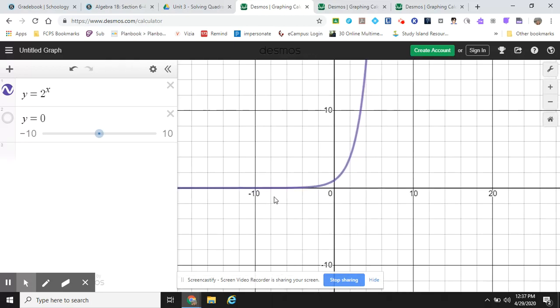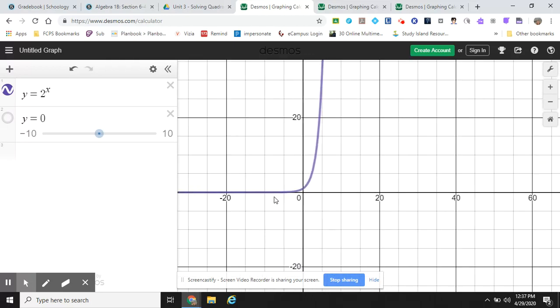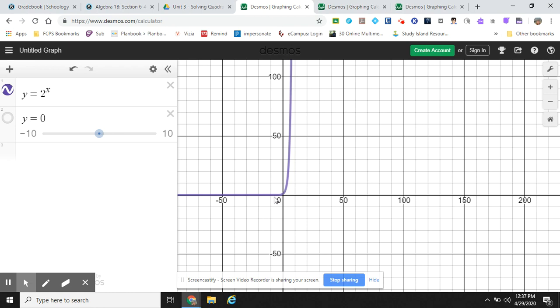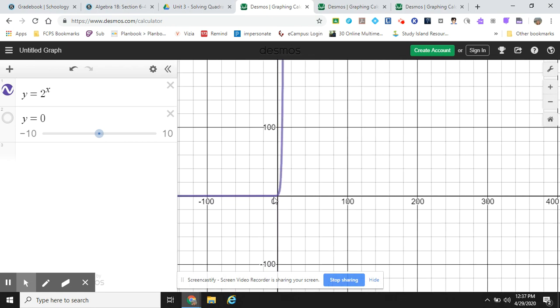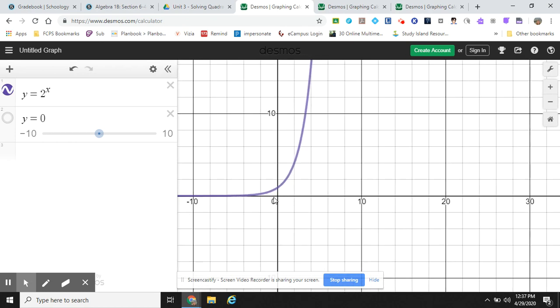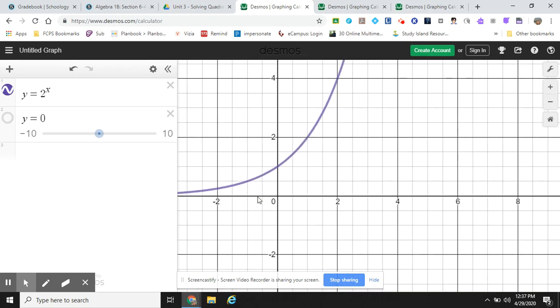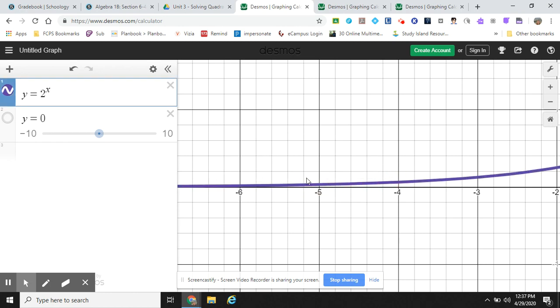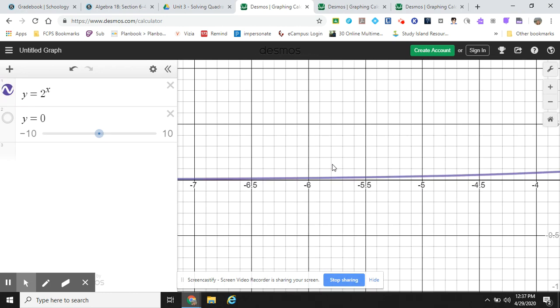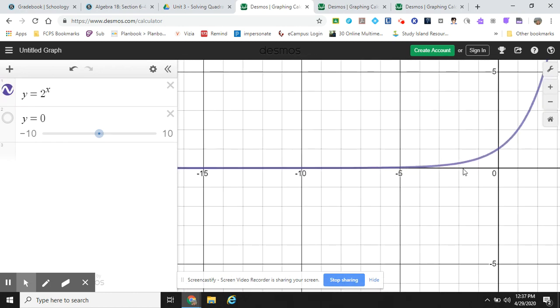The range is a little tricky. So it looks like the graph touches the x-axis. And if I keep zooming out, notice it never crosses it. It actually never crosses the x-axis. No matter how much I zoom in to this graph, it will never touch that x-axis.